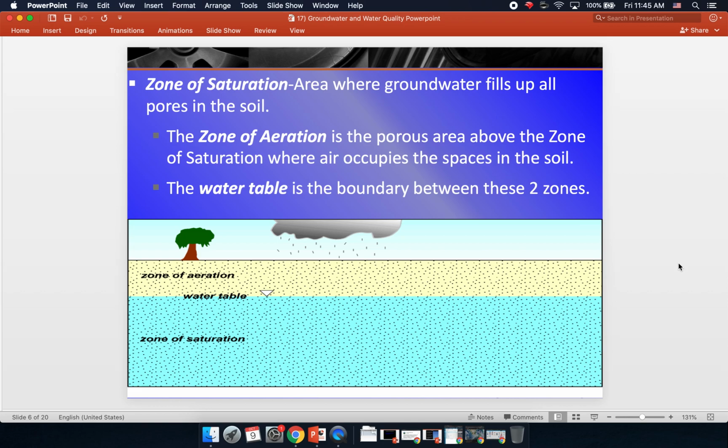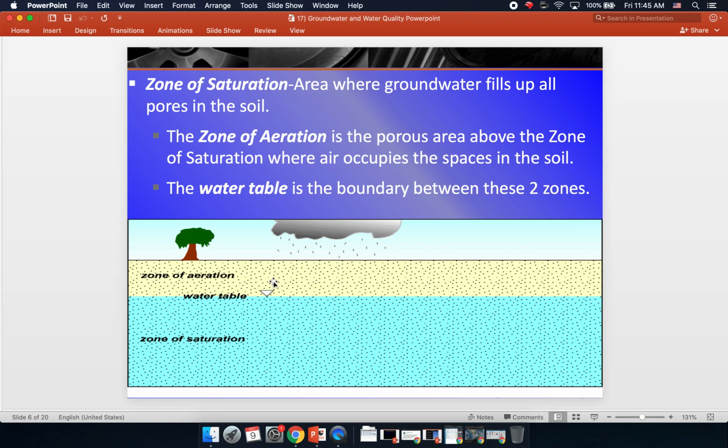All right, let's talk about some areas underground in regards to the existence of groundwater. The first area we're going to talk about is the zone of saturation. That's this area down here where groundwater fills up all the pores in the soil. And you can see that's what we have here. This water has soaked through the surface of the soil and down through until it settles here in the zone of saturation, where water is filling all the pores.